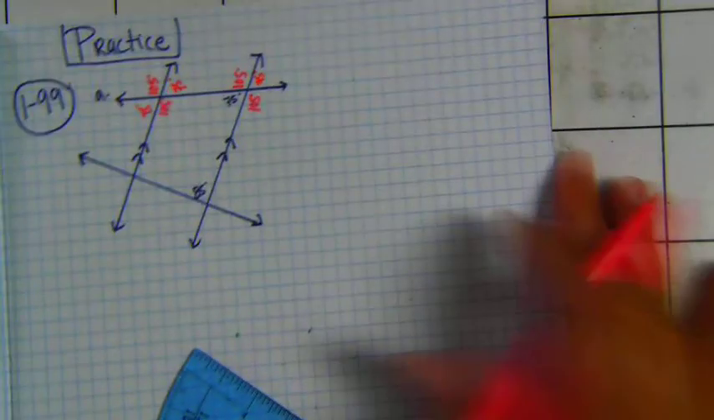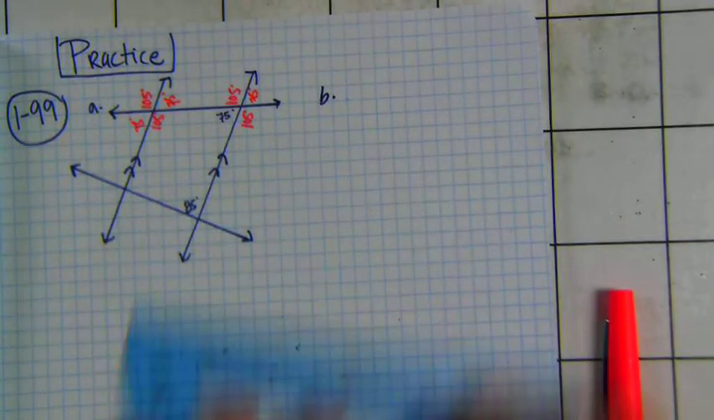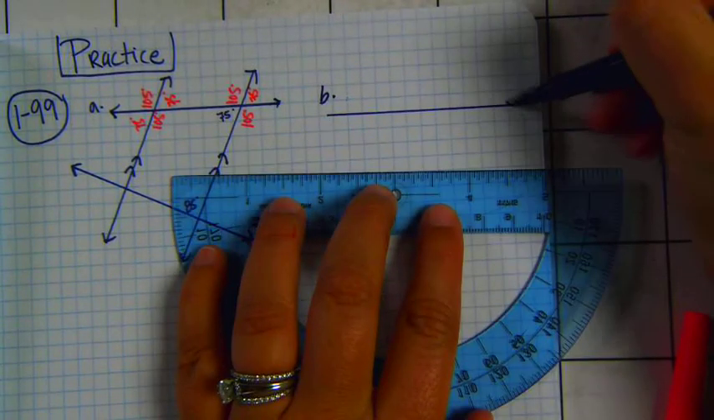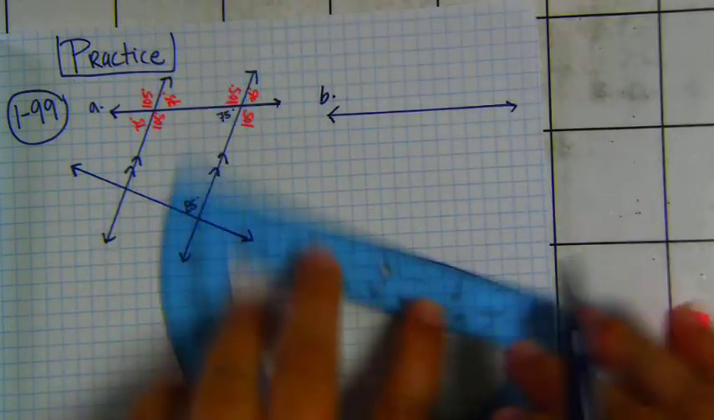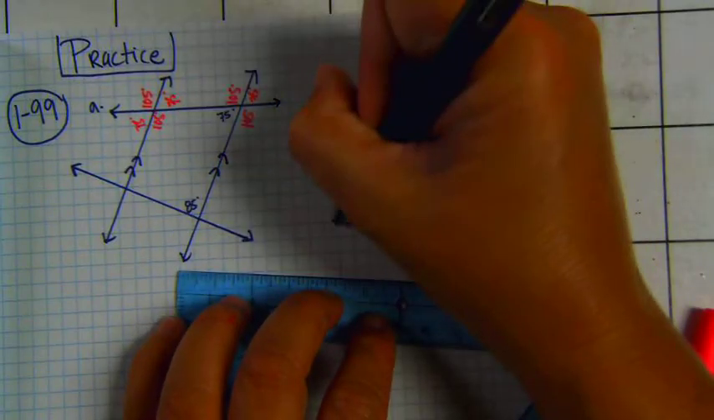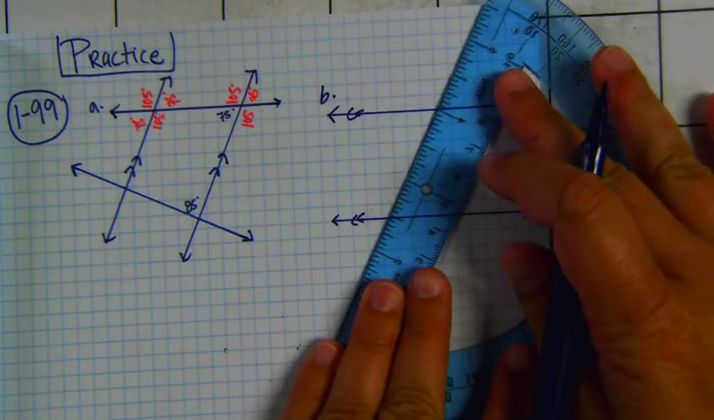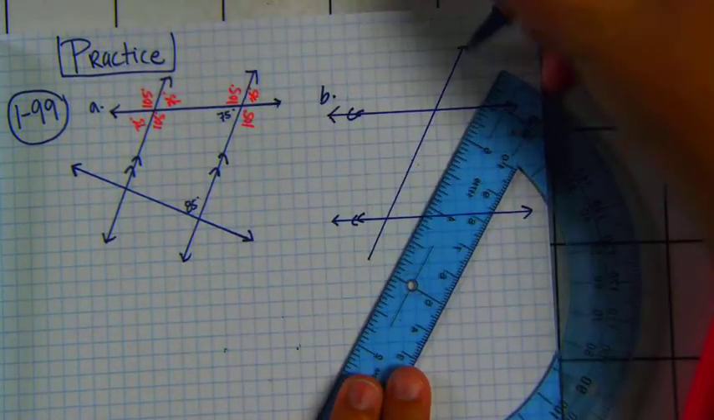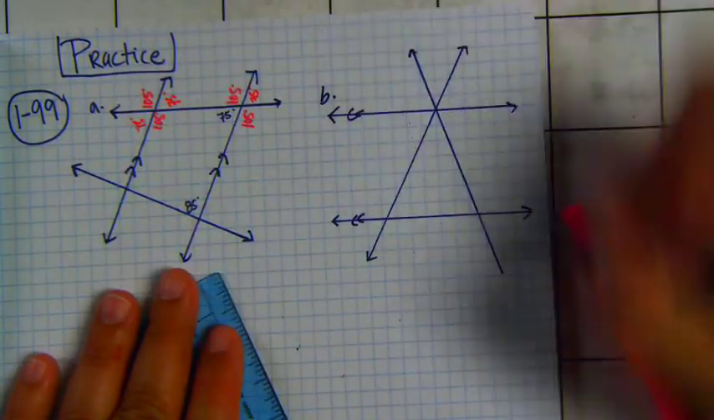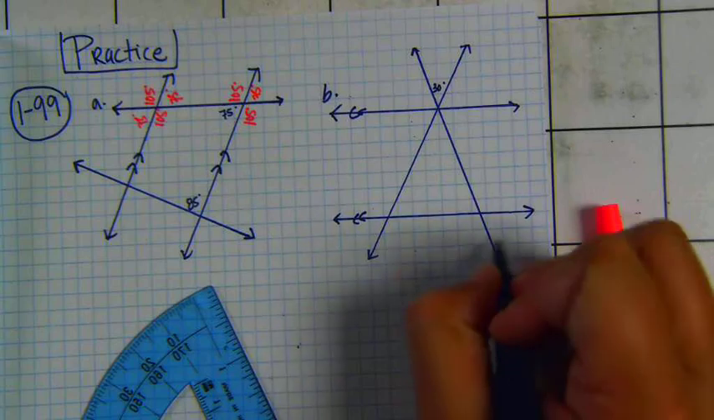Okay? Now letter B looks like this. I picked 2 parallel lines right here. I know that because we have those symbols. And then I have a line going up like this, and then a line going up like this. Okay? And then I know that this is 30 degrees, and this is 110 degrees.